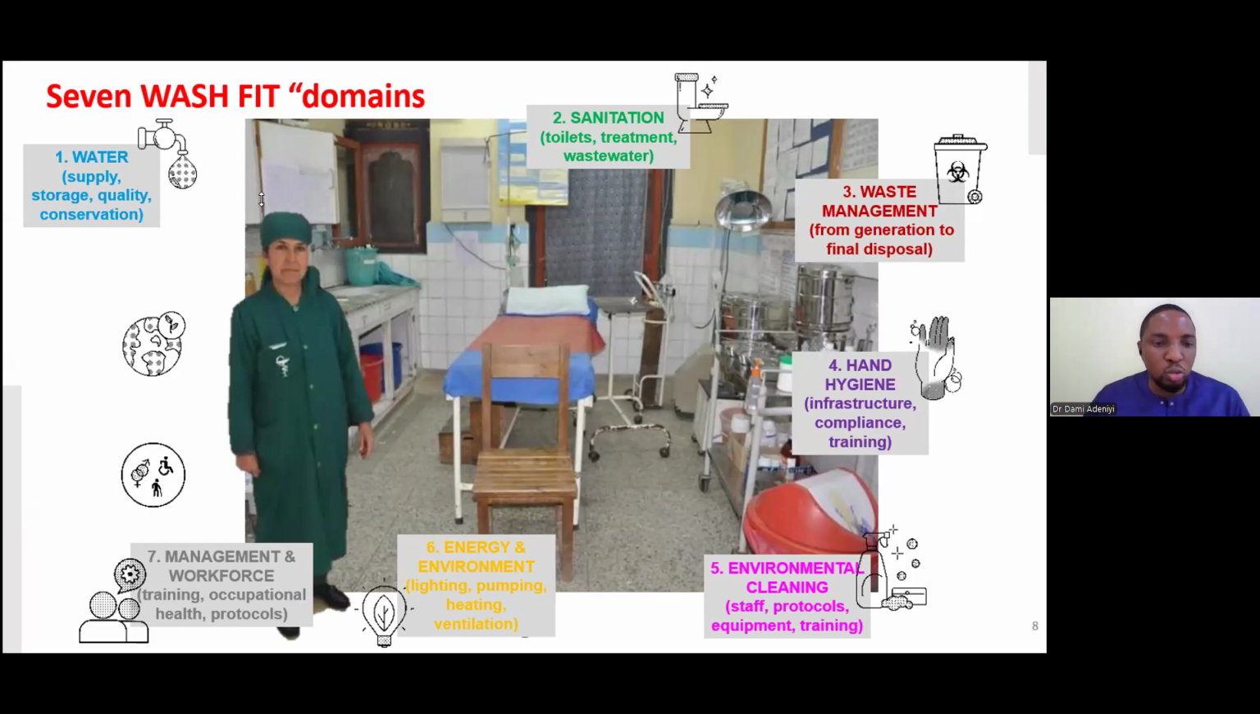The last 2 domains were added after them: energy and environment, and then management and workforce. So you may decide to do an assessment and consequent improvement across all these domains, or you may decide to focus on the more traditional domains. And even in more recent times, there's a lot around climate and energy. But like I said, we just want to stick to the basics for the sake of this presentation.